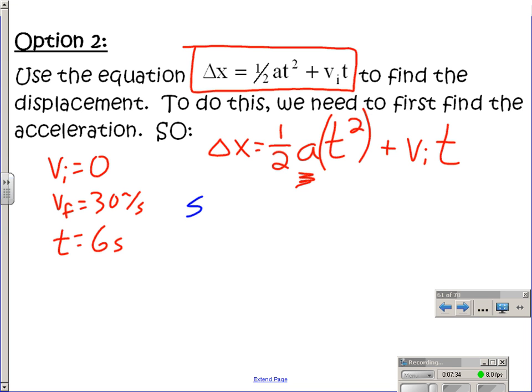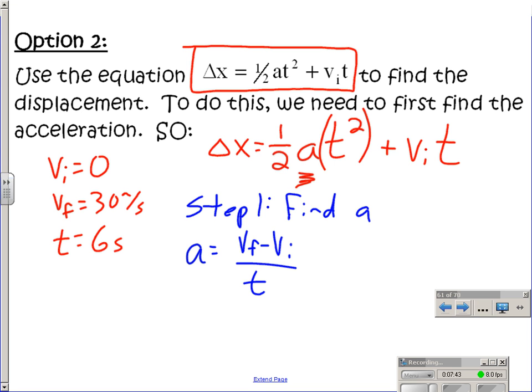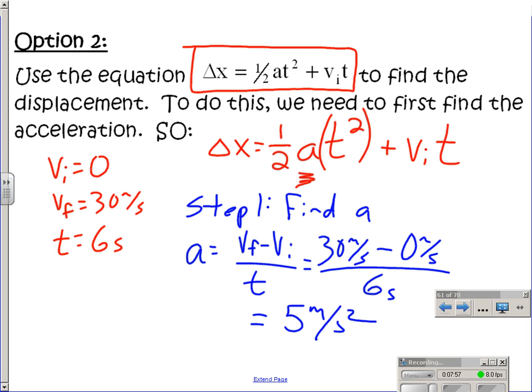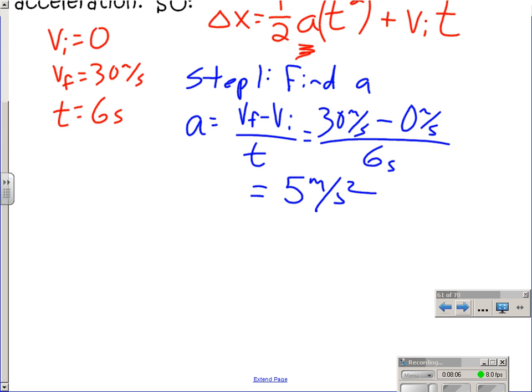My step 1 is find the acceleration. Acceleration is Vf minus Vi over t. Final velocity is 30 meters a second. Initial velocity in this problem is 0 meters a second. Time is 6 seconds. Divide it all out, and you end up getting 5 meters per second squared. So every second, the car's velocity increases by 5 meters per second. Now that we've done that, we can find our displacement.